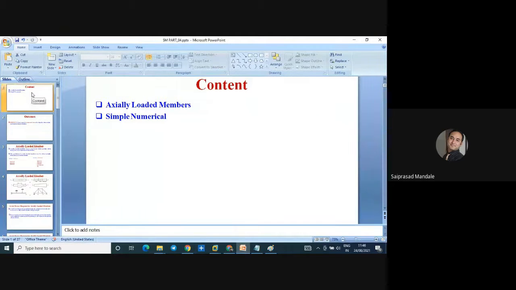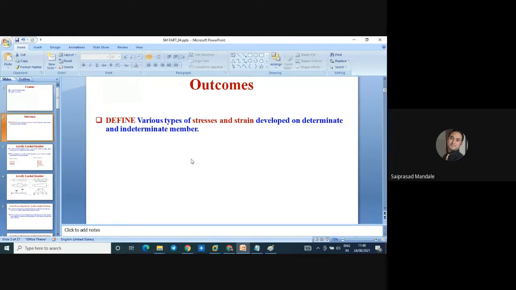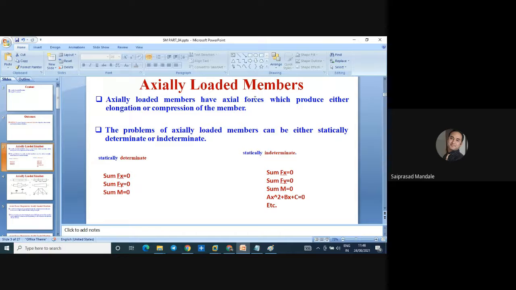So today we are going to start with a new session, a new topic. The content is simple numericals on axially loaded members. The axially loaded member has axial forces which produce either elongation or compression, as we have seen: tensile force, compressive force, and the resultant elongation and compression.